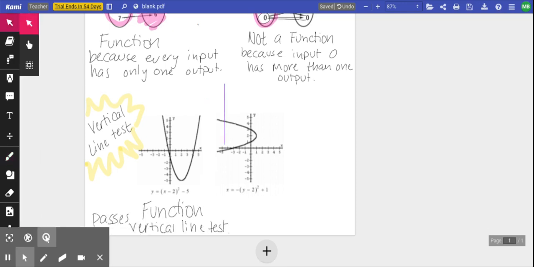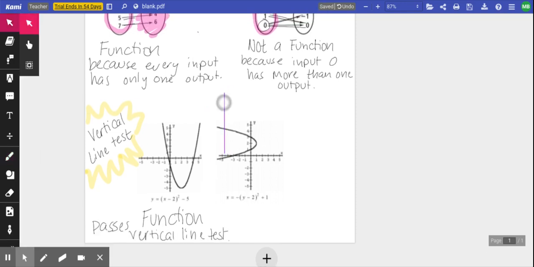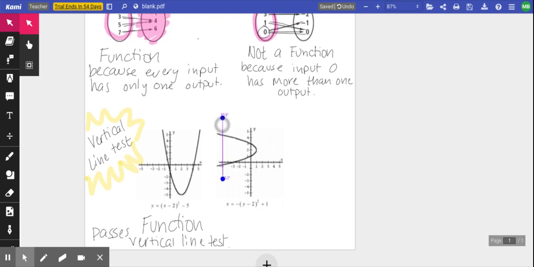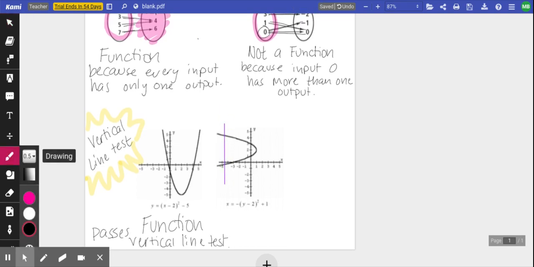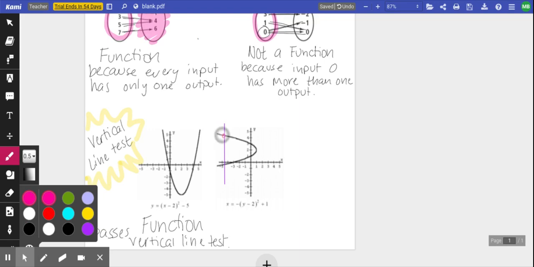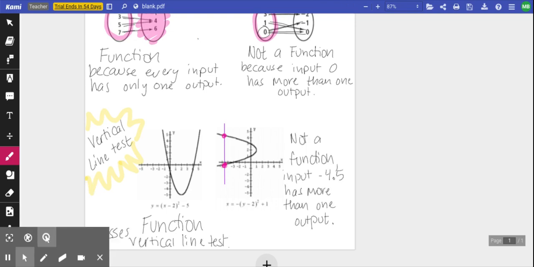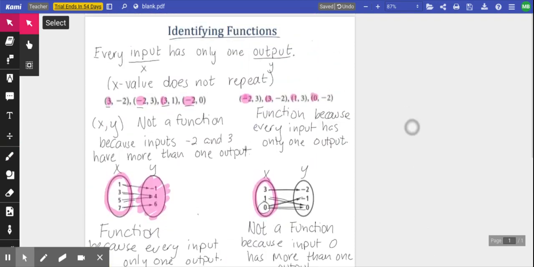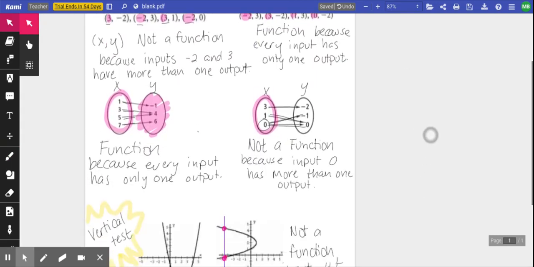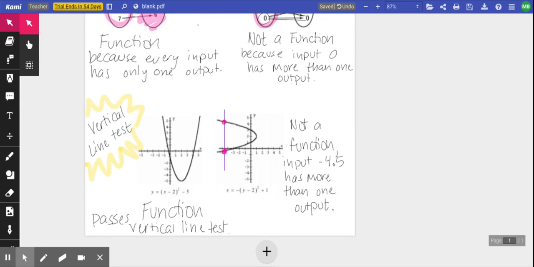Let's look at our second graph. This time, when I pass my line through the graph, I see that it's actually touching the graph in more than one place at the same time. That means that the input -4.5 has more than one output. And that's actually true for several x values, but we just need one example. So that was a reminder of how to determine if something is a function or not, given a set of ordered pairs, a map, or a graphical representation.